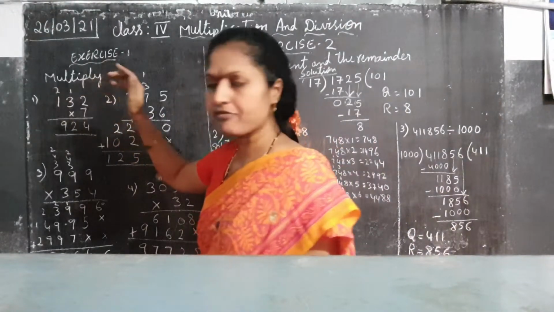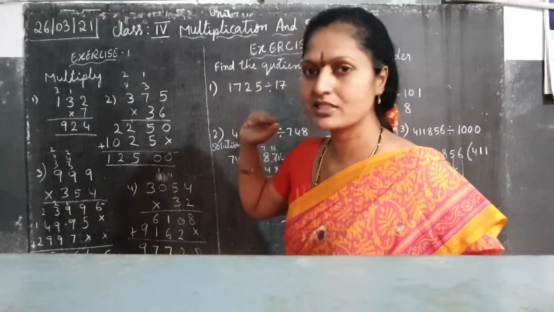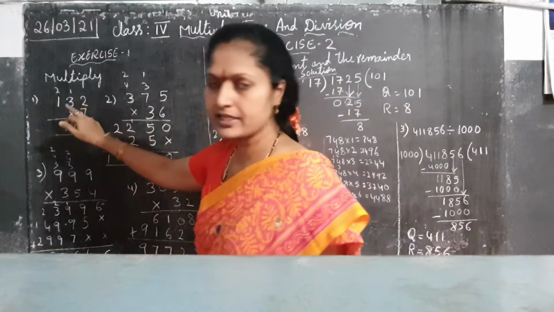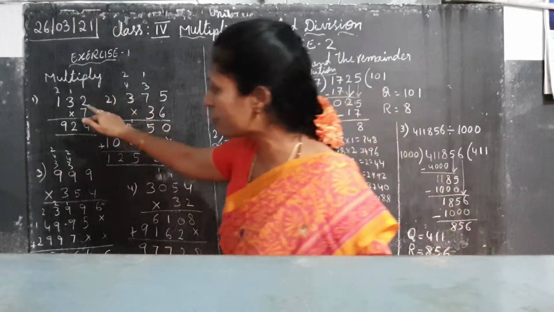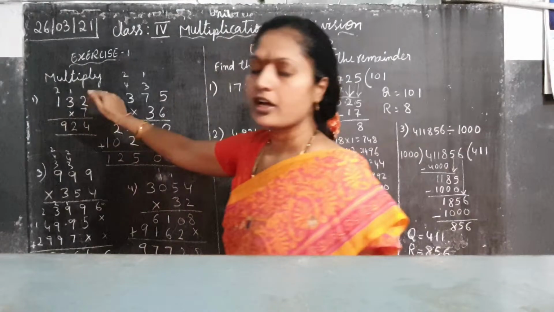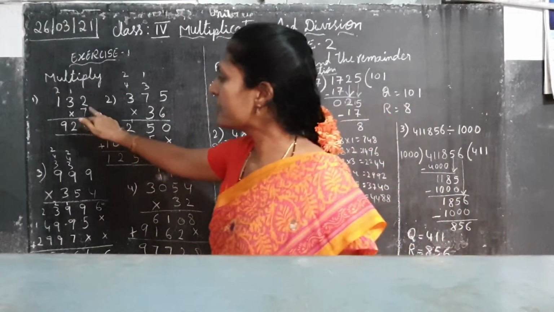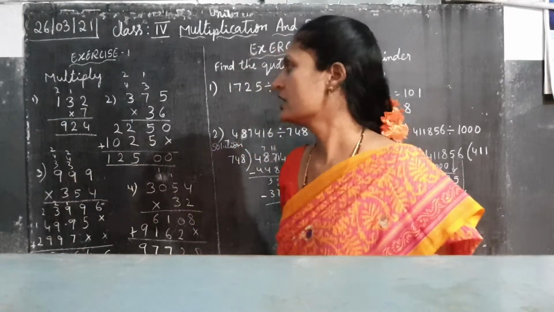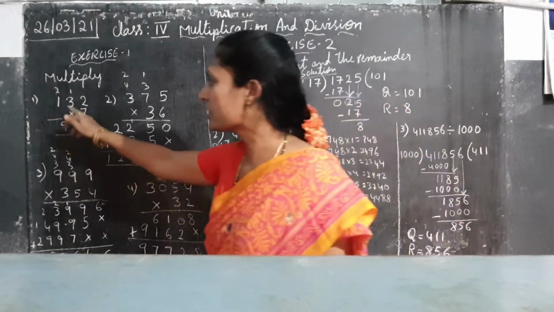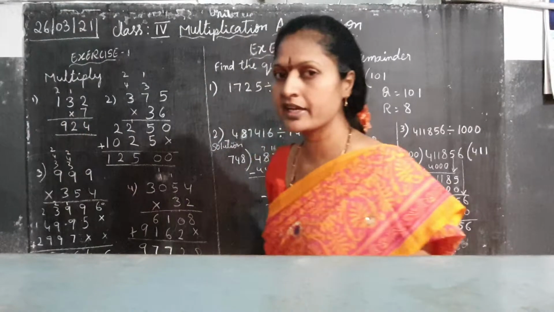First, exercise 1 multiplication is there, where you have to multiply by a single digit, children. How do you multiply by a single digit? This is a 3-digit number multiplied by a single digit. 7 2s are, children, how much? 7 2s are 14. 1 carry and 4 we have to write.